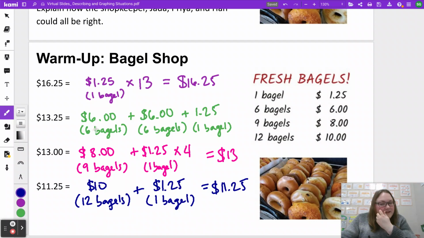So we're seeing from this, there are 4 different ways presented on the screen that you could calculate the cost of 13 bagels. Everyone is correct, right? Everyone's correctly using this information.